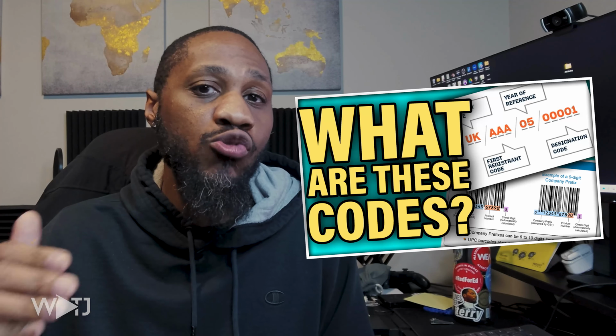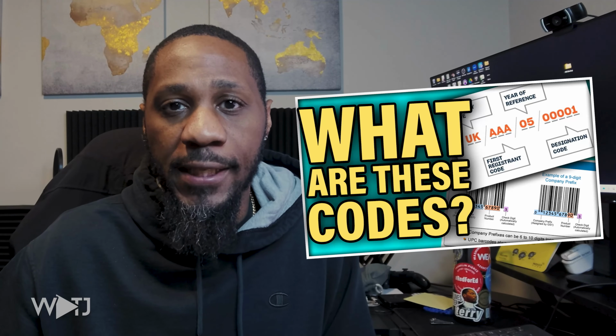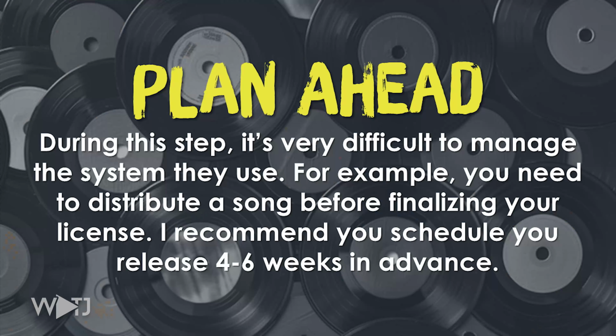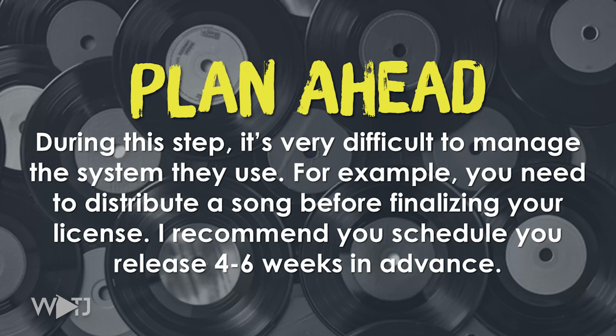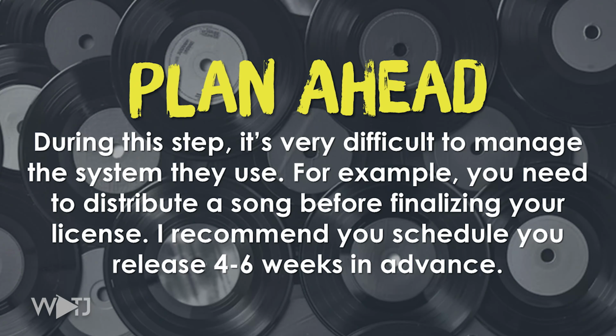The main thing you need from your distributor is an ISRC code, and every code is unique to the song version that you release. You need that ISRC code in order to connect the song with the license that you're trying to get. So I would recommend that you plan ahead before you distribute your work. Make sure that you have at least 4 to 6 weeks of lead time in order to get that ISRC code and any other information or metadata that you would need to release and license this new work.